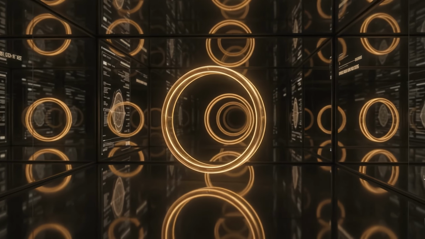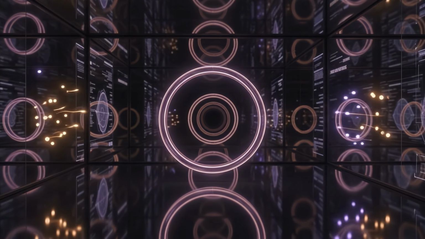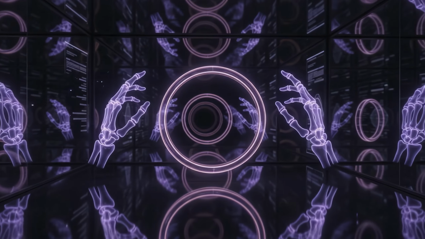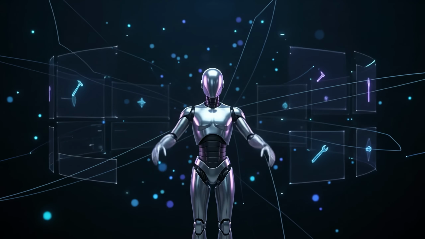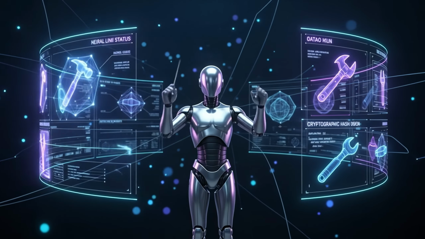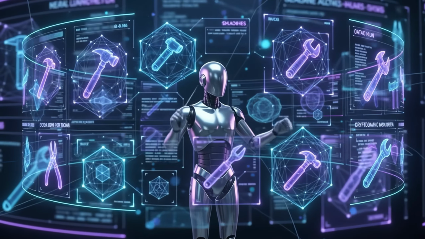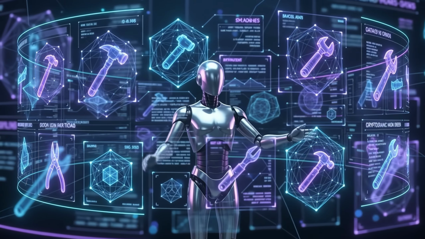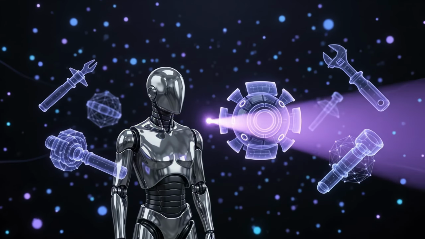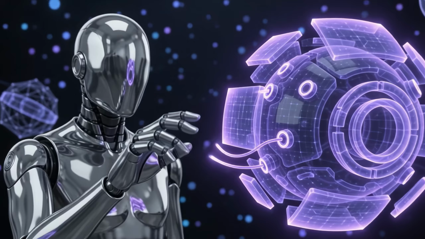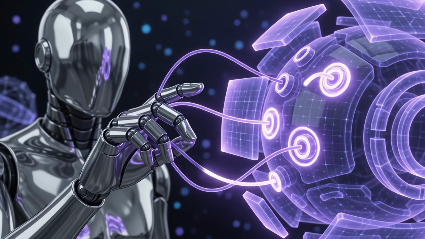But a loop with nothing to hold is just a model talking to itself. What gives an agent its hands? Tools are the hands. Each one is defined by a name, a description, and a strict schema of parameters it accepts. The model reads those descriptions and decides, on its own, which tool to call and exactly what arguments to pass it.